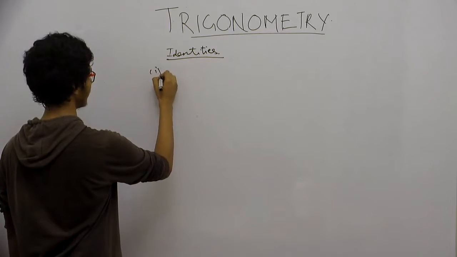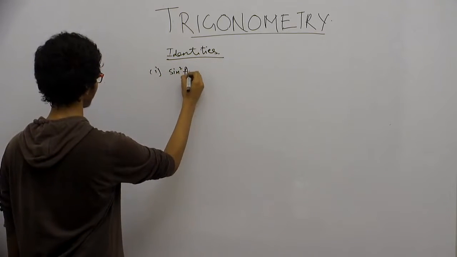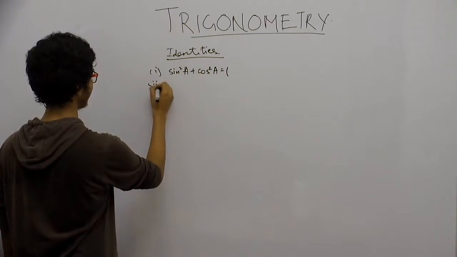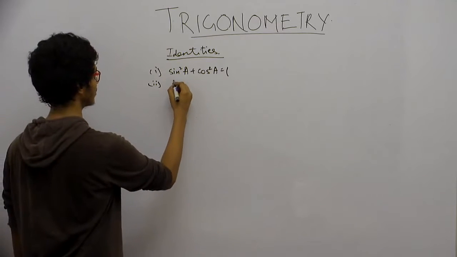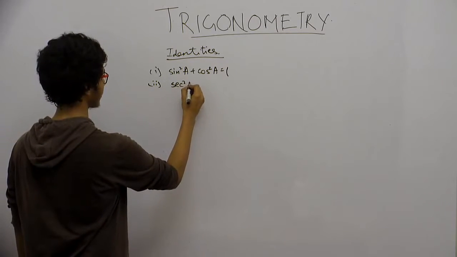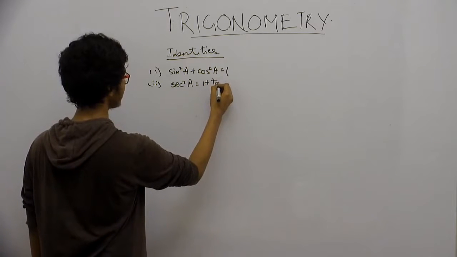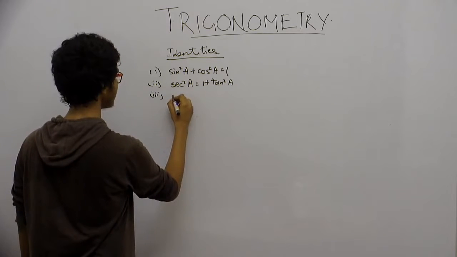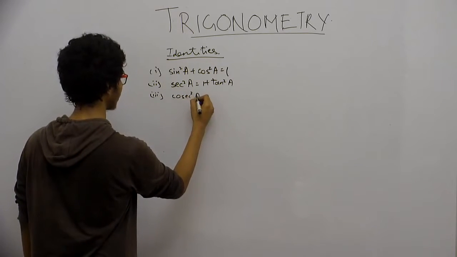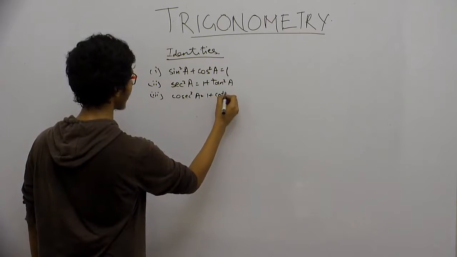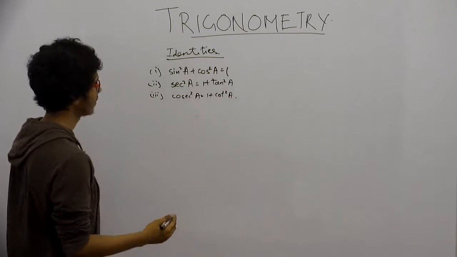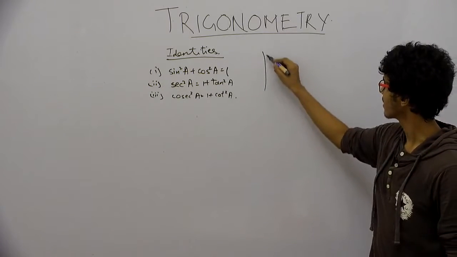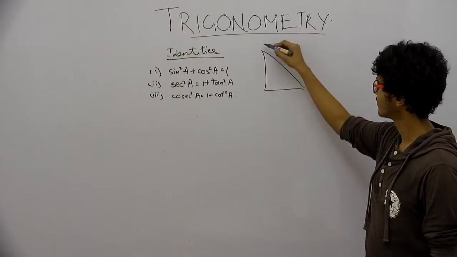Okay. The first and foremost is sine square A plus cos square A equals 1. Next comes sec square A equals 1 plus tan square A, and the last is cosec square A equals 1 plus cot square A. Now to understand this, let us consider a right angle triangle ABC, right angle at B.